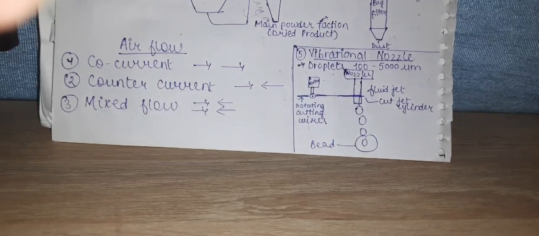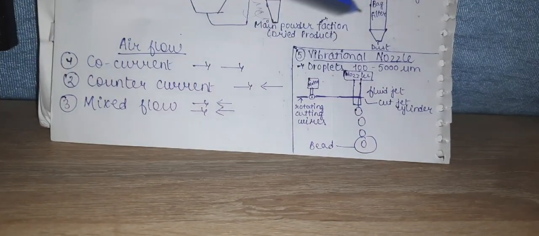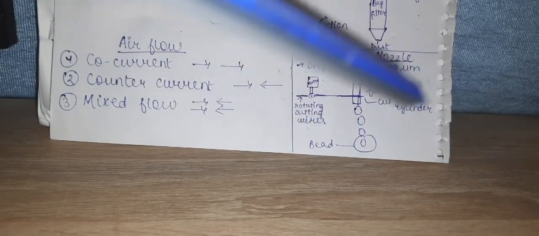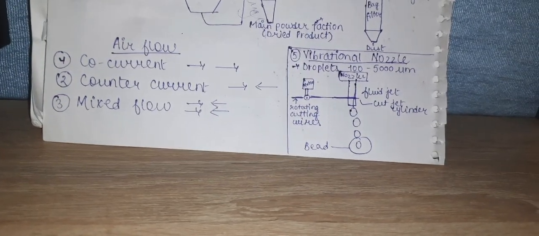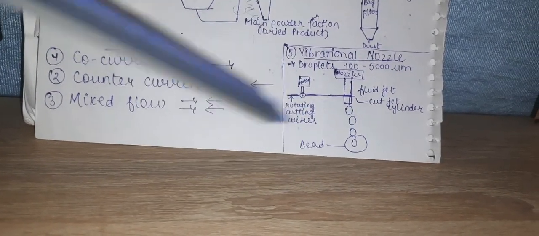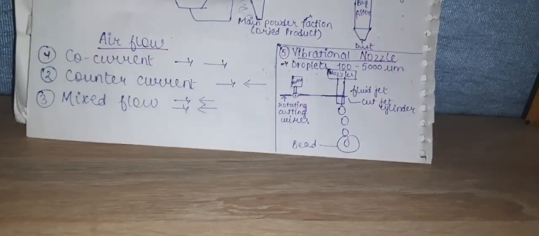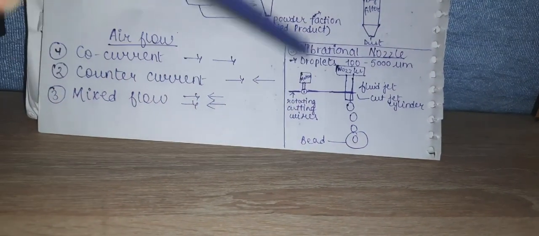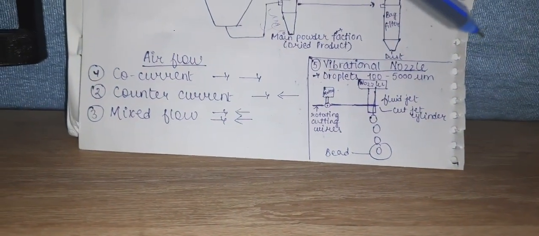And on the other side there will be a nozzle present, to which there will be a fluid jet which will dispense the particles. Now the rotating cutting wires will move so fast and they will cut the particles, and there will be a bead formation. So this was the vibrational nozzle. I hope you understood all of it.